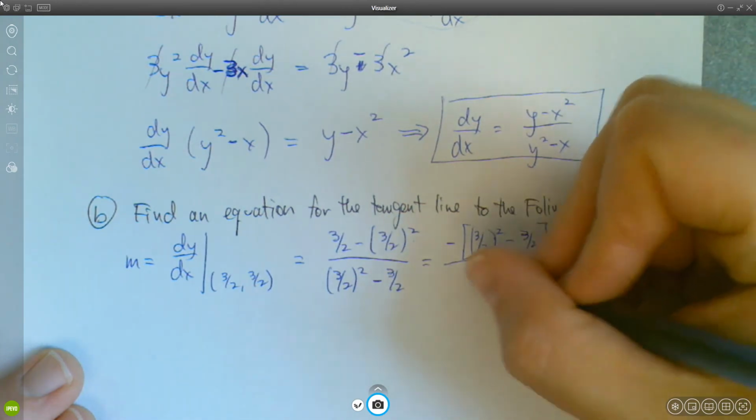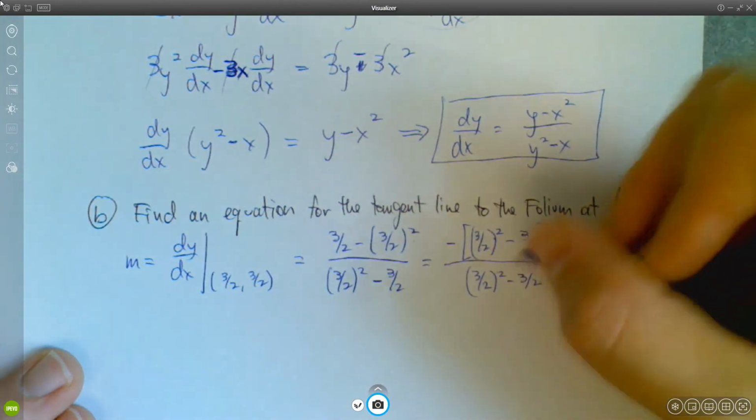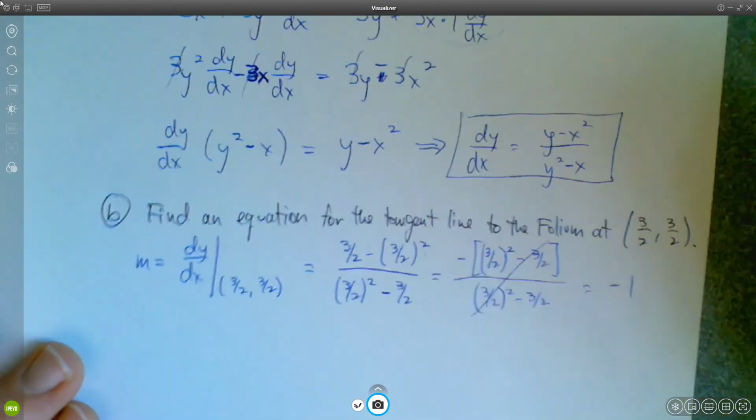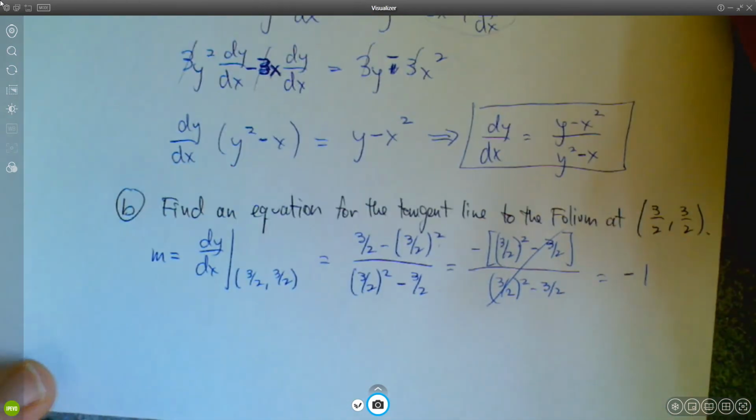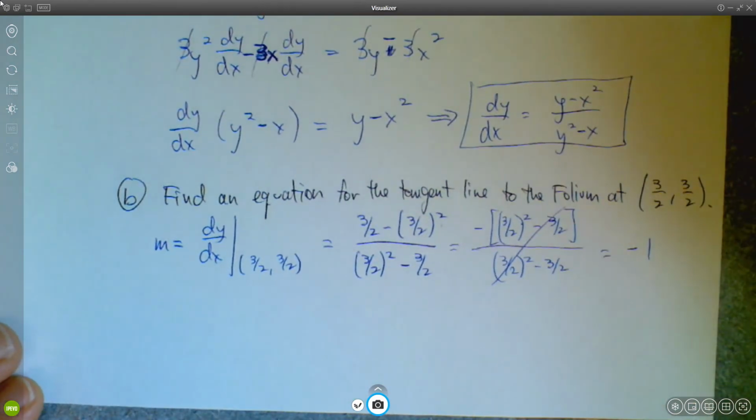Over 3 halves squared minus 3 halves. And those things just cancel, right? This is just -1. So rather than going through all the work of squaring the fractions and finding common denominators and stuff. Anyway, so the slope of the tangent line is -1.